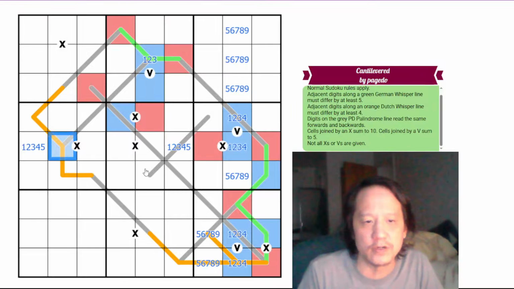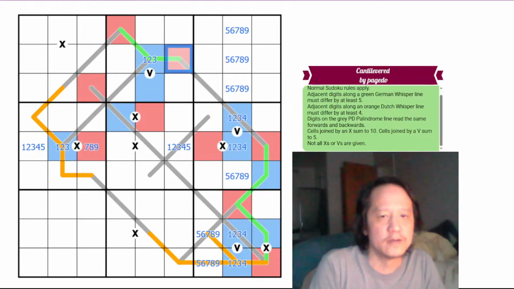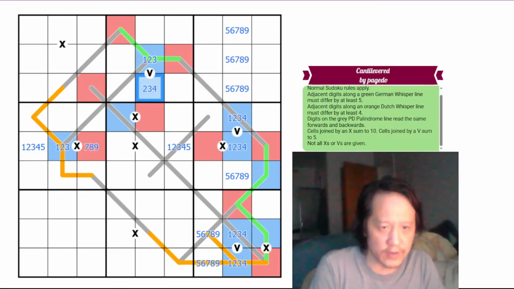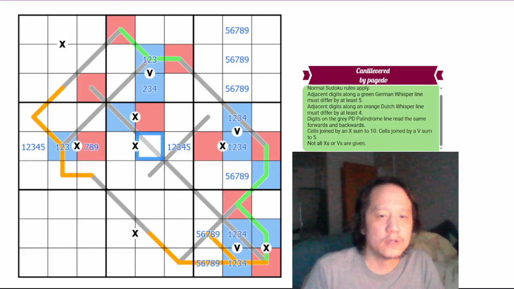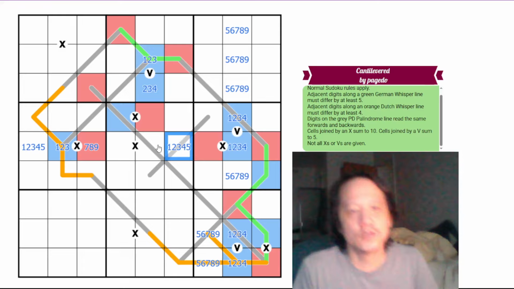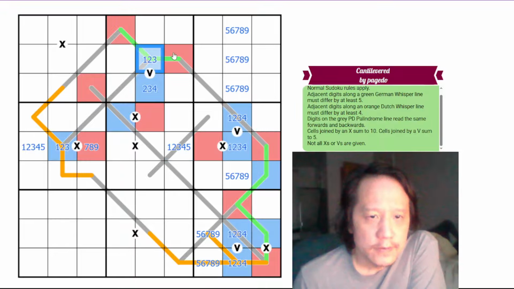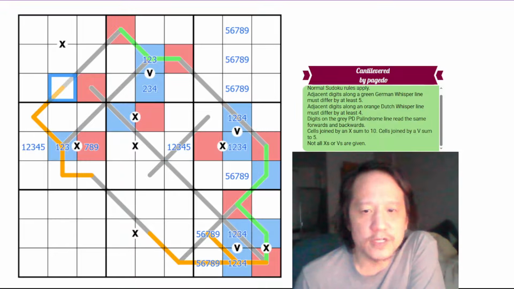So this must be a low, which means this is a high to add up to it. And this low must be 1, 2, or 3. This is 7, 8, or 9. This must be 2, 3, 4, adding up to 5 here. What else do we have? This is the same digit as that.